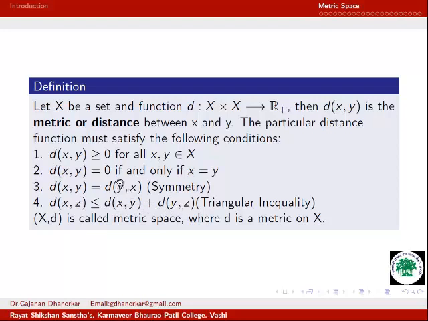If D satisfies all these four conditions, then (X,D) is called a metric space and this D is a metric on X. Now, in the sequel of this lecture, we'll extend and check for some problems whether D is a metric or not, that is, whether it satisfies the metric space conditions.